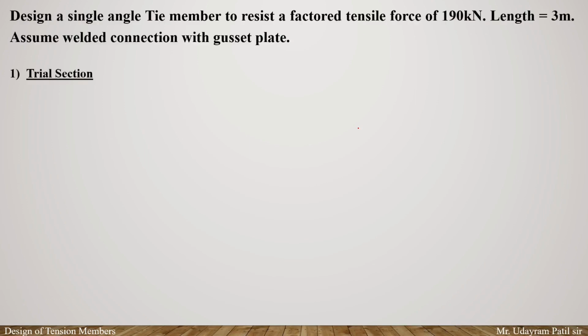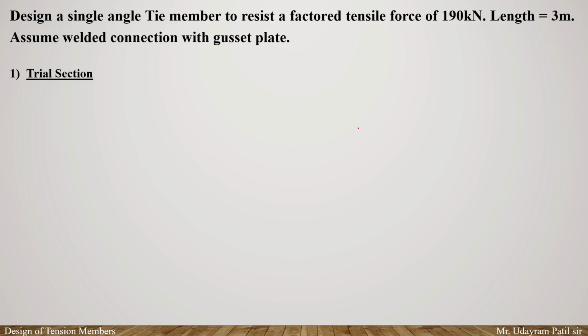Again here we have to design a single angle member to resist a factored tensile force of 190 kN. Again here, previous numerical जो है वही है, लेंथ भी आपकी 3 मीटर है, टेंशन मेंबर भी आपको वही डिजाइन करना है, लोड भी आपका गिवन है 190 kN, सिंगल एंगल ही आपको डिजाइन करना है. But here the connection is different. Okay, here we have to provide the welded connection with the gusset plate. जो भी हमारा वेल्डेड कनेक्शन है, गसेट प्लेट है, उसके साथ हमको वेल्डेड कनेक्शन प्रोवाइड करना है.